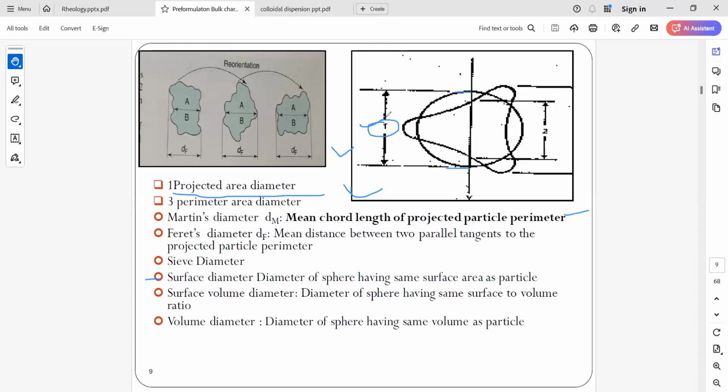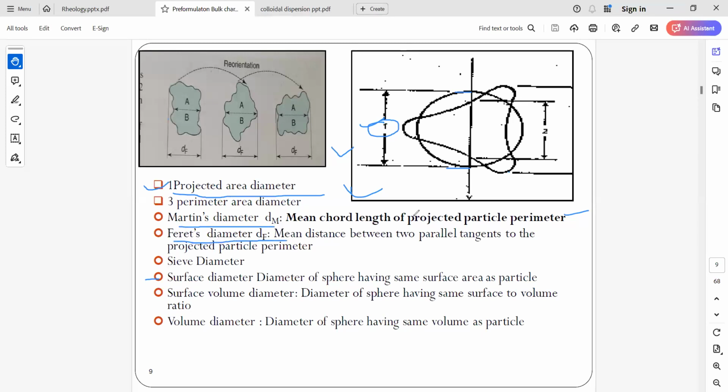It is written here. So that is projected area diameter, and from which method can we identify projected area diameter for the particle size? Microscopic. Very good, Vivek. Yes. So whatever diameter you are measuring through optical microscopy, that is projected area diameter. Okay. Then we have Feret diameter and Martin diameter.